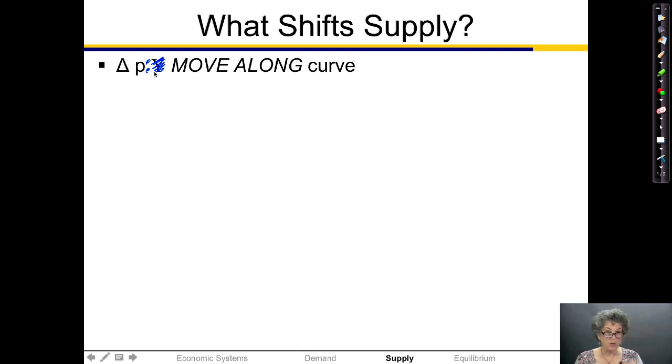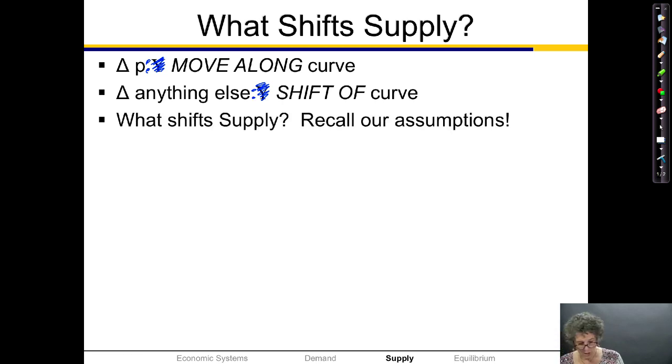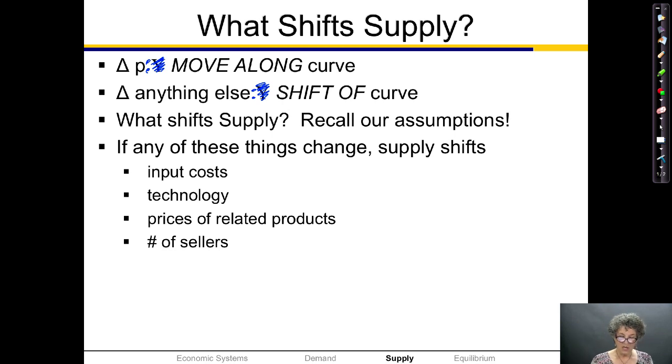If there's a change in the price, we're going to move along the existing supply curve. If there's a change in anything else that is relevant to the supply relationship, it's going to shift the supply curve. The usual shifters of the supply curve are these. The input costs, how much it costs to produce things, technology, prices of related products. In this sense, we're going to be talking about the prices of related outputs and the number of sellers. Let me cover just the first and the fourth of these in the video and leave the second and the third to the textbook for now, just because I'm aware of how long this video has become.